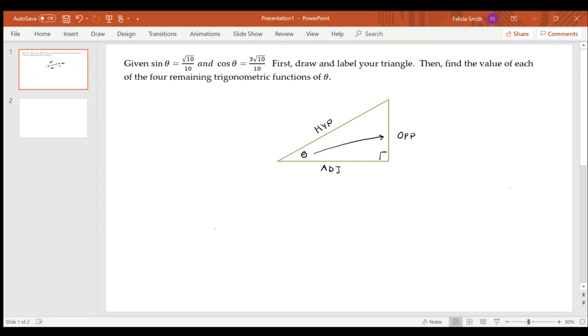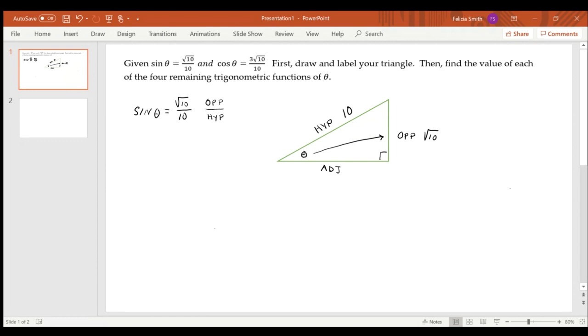Now let's go back to the information they started us with. They gave us information about sine of theta, and they told us this was radical 10 over 10. And remember that sine of theta is the same thing as your opposite side over your hypotenuse. So what they've done here is they've already given us our side lengths. Our hypotenuse is going to be 10, and our opposite side is going to be radical 10.